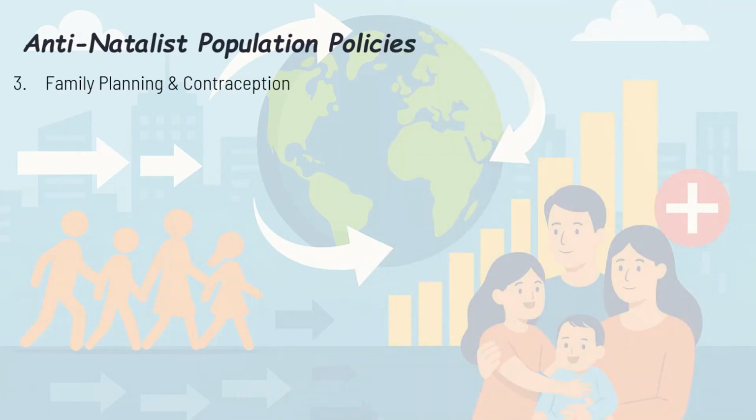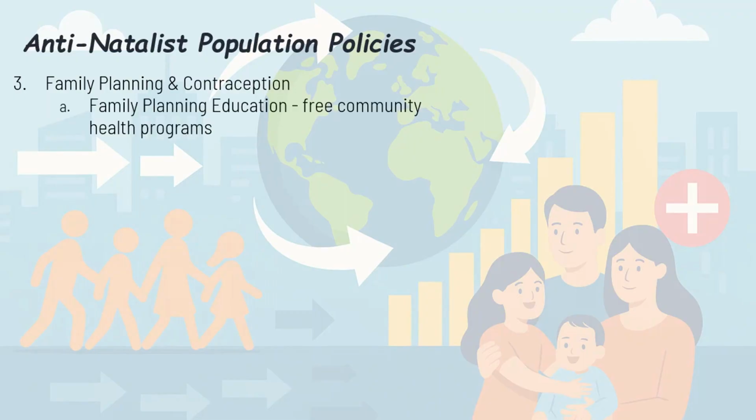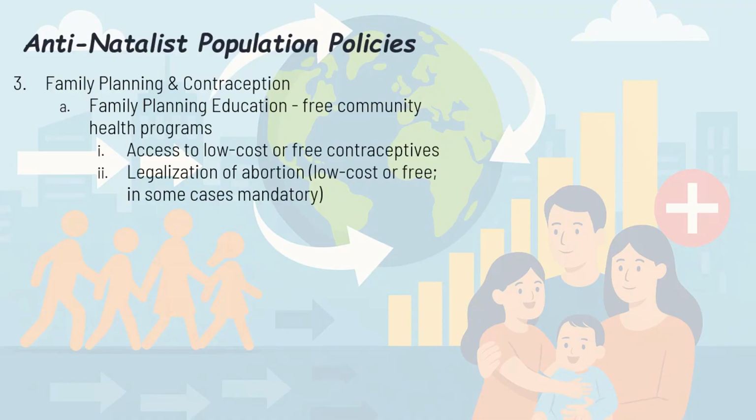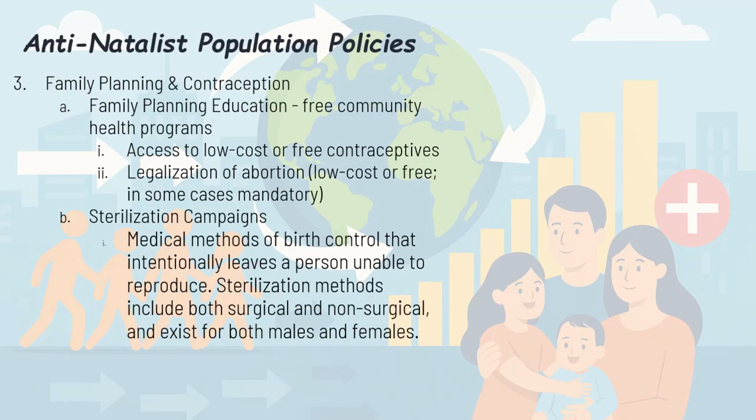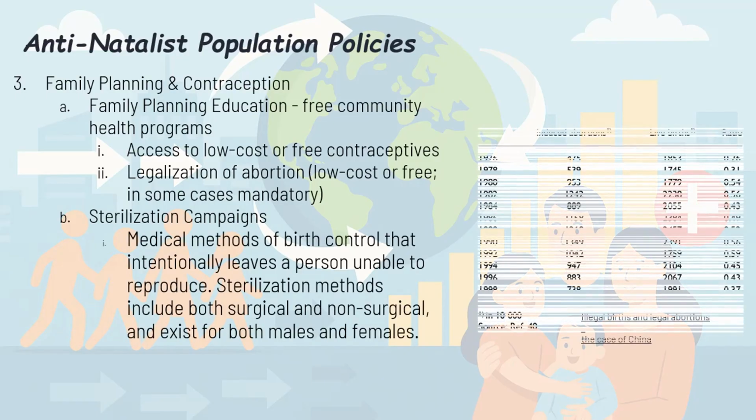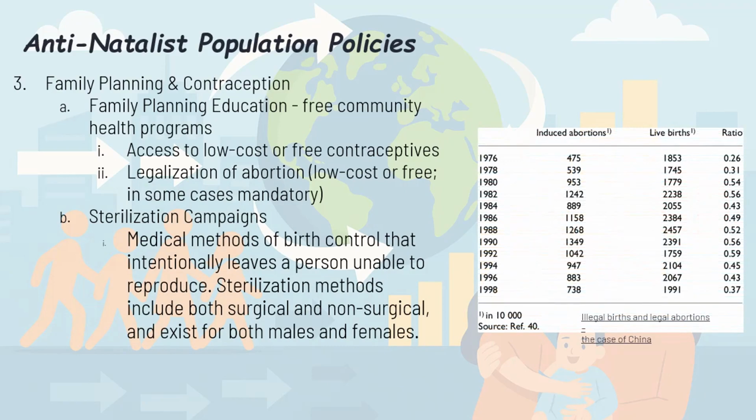Okay, now this is where things get more real. Governments that were serious about slowing population growth often leaned on family planning and contraception programs, basically giving people the tools and education to take control of how many kids they had. They set up community health programs that provided access to low-cost or even free contraceptives. Some countries also legalized abortion or made it more affordable, while in others it became, well, not so much of a choice. You can probably see how that got controversial fast.